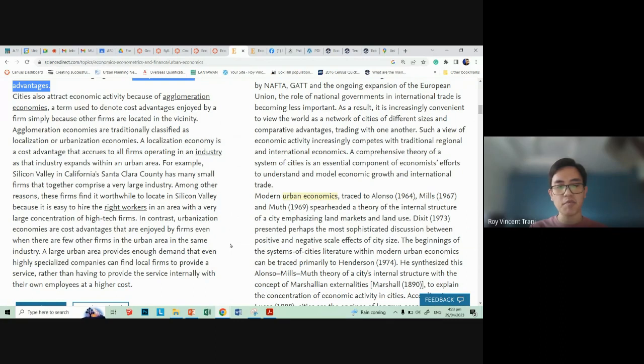So a large urban area provides enough demand that even highly specialized companies can find local firms to provide a service rather than having to provide the service internally with their own employees at a higher cost. Basically, in cities, for example, if you are a printing company, you need ink, you need workers who know how to use the programs to print. And within a city, you would have colleges and universities to train those people. I don't think you need college degrees to learn those programs, but that's a plus.